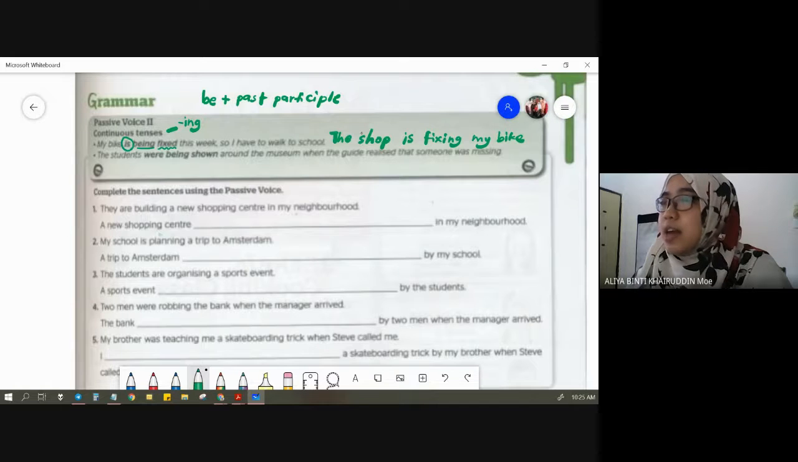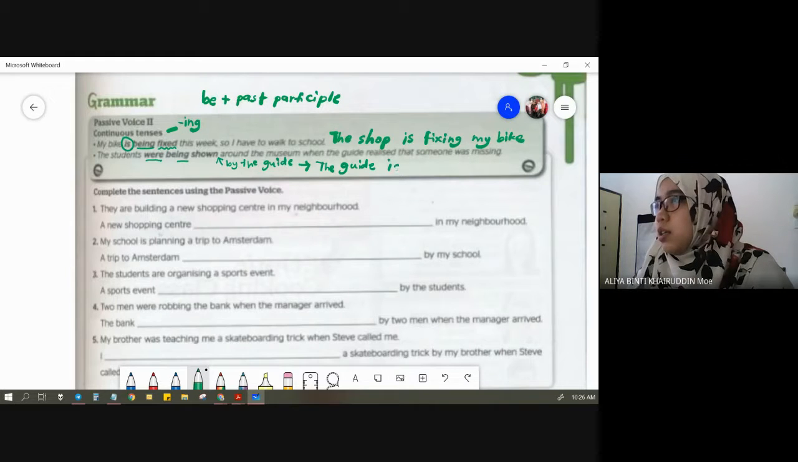All right? Okay, now: the students were being shown around the museum when the guide realized that someone was missing. So we assume that the agent here is by the guide. So how do we change this sentence into active form? You see here, the verb be is in past tense, so that means this sentence is in past tense. If you want to change it to active form, the guide... being shown, you see ing, it means continuous tense, so is showing. And then put the object, the students, around the museum.